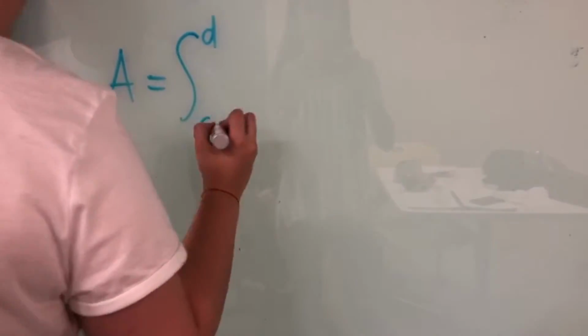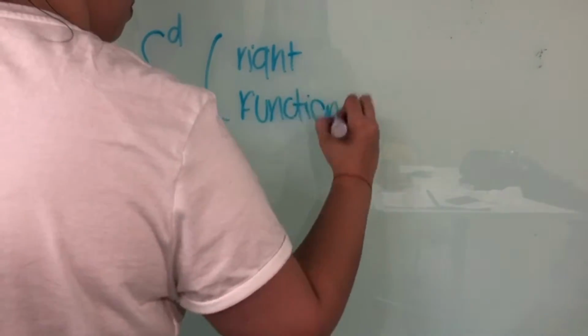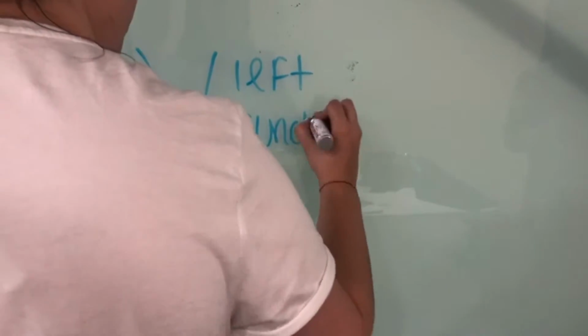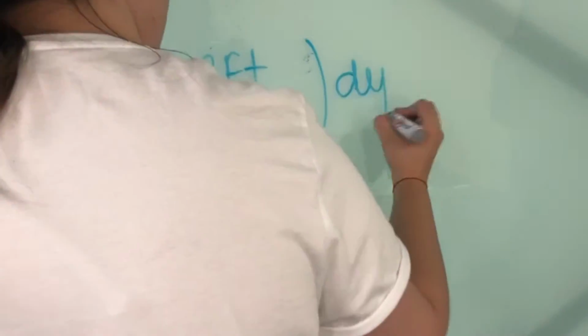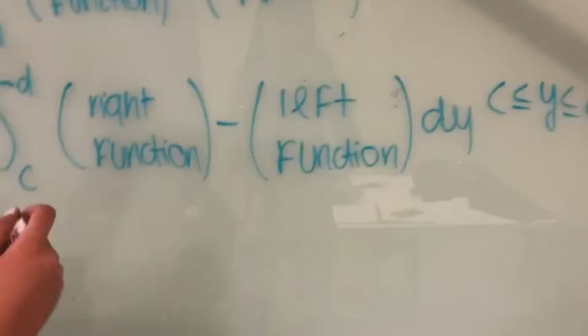Then, the next formula will be used if the graph is with respect to the y-axis. In this one, we will need to subtract the left function from the right function, meaning the one on the negative side from the one on the positive side. Also remember that c needs to be smaller than d, which are the limits of integration.